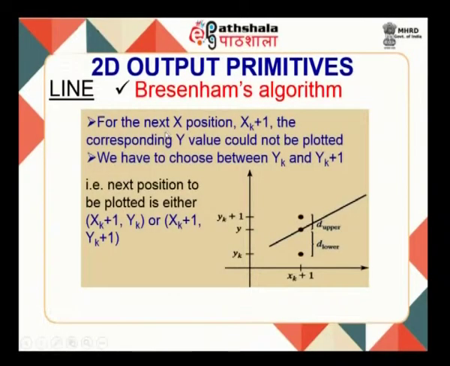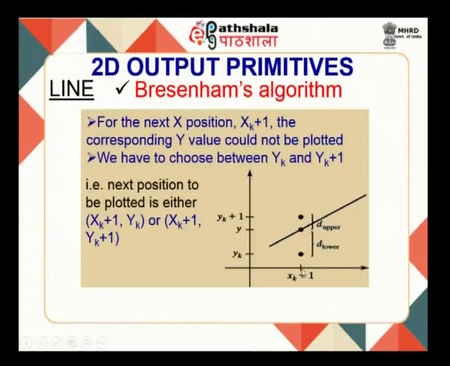See this slide here. For the next x position, imagine you have a line which is inclined more towards the x axis. We have a known point on the line which is already plotted, say (x_k, y_k). Now, because the line is more inclined towards the x axis, we are going to sample the line along the x axis at unit intervals. That is the best possible sampling frequency.